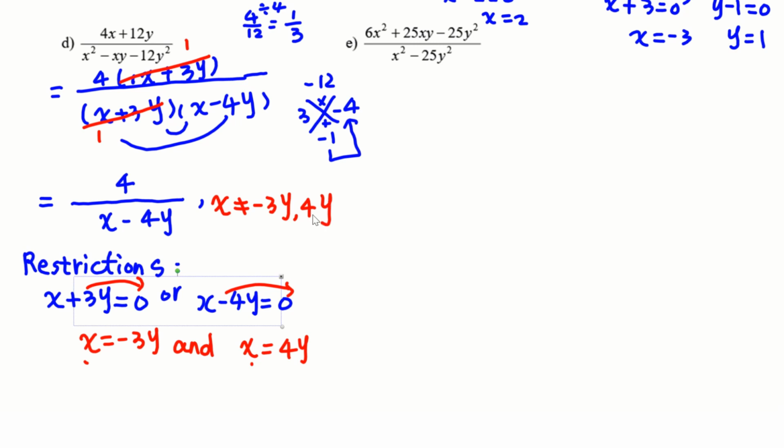We could write them together. So restriction means if we put this negative 3y here, it gives you 0. That is not permitted. So that's the reason we need to get rid of this value that makes the denominator equal 0. Then we continue with the next one. So 6x squared plus 25xy minus 25y squared over x squared minus 25y.